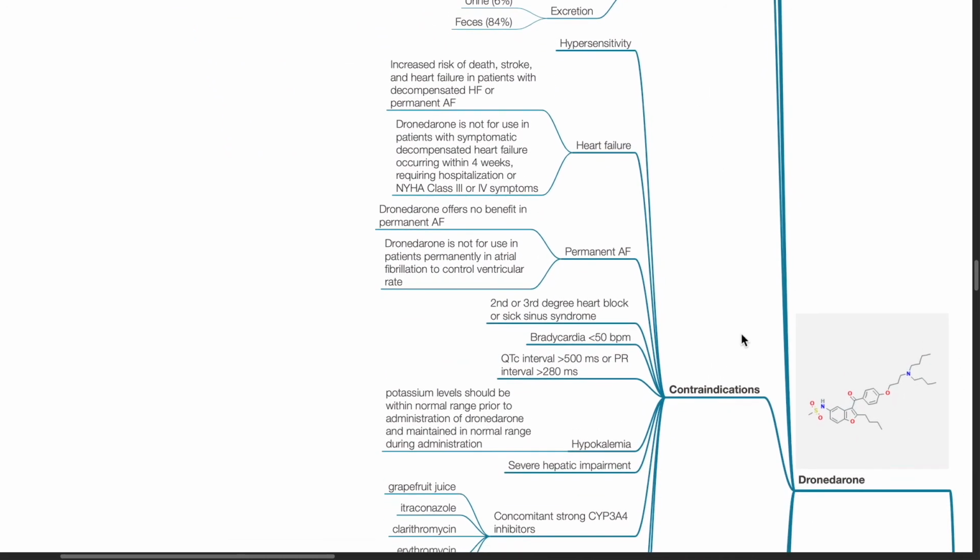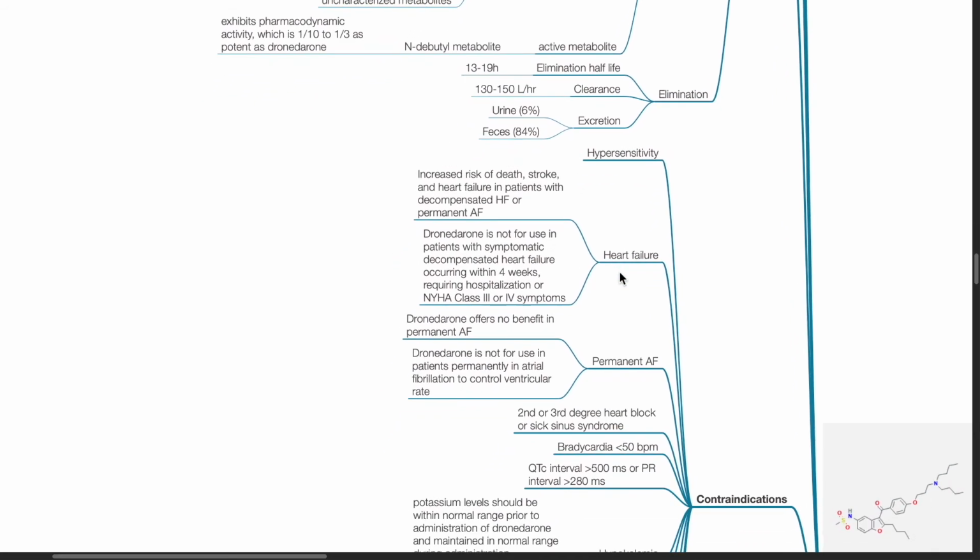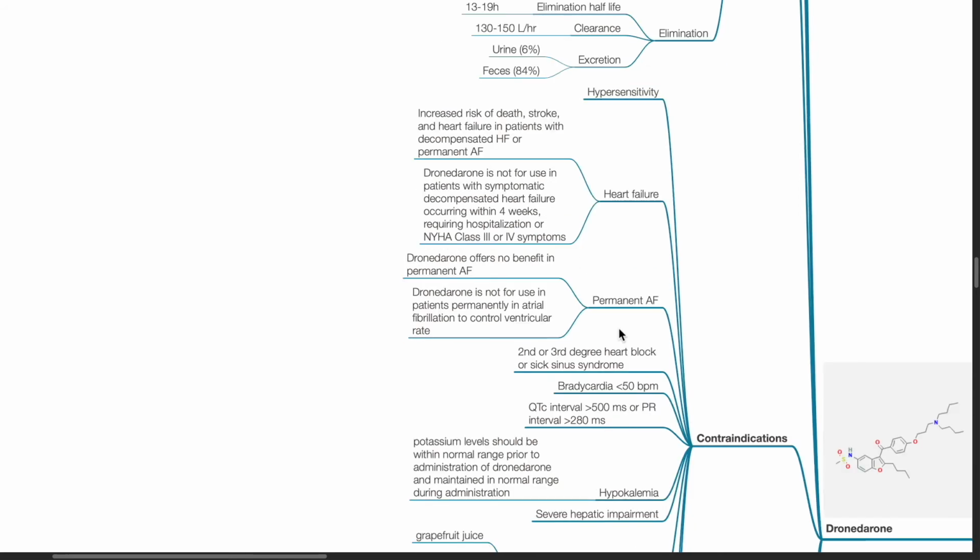Contraindications for dronedarone include hypersensitivity, heart failure, and permanent AF. There is increased risk of death, stroke, and heart failure in patients with decompensated heart failure or permanent AF. Dronedarone is not for use in patients with symptomatic decompensated heart failure occurring within 4 weeks, requiring hospitalization, or NYHA class 3 or 4 symptoms. Dronedarone offers no benefit in permanent AF.